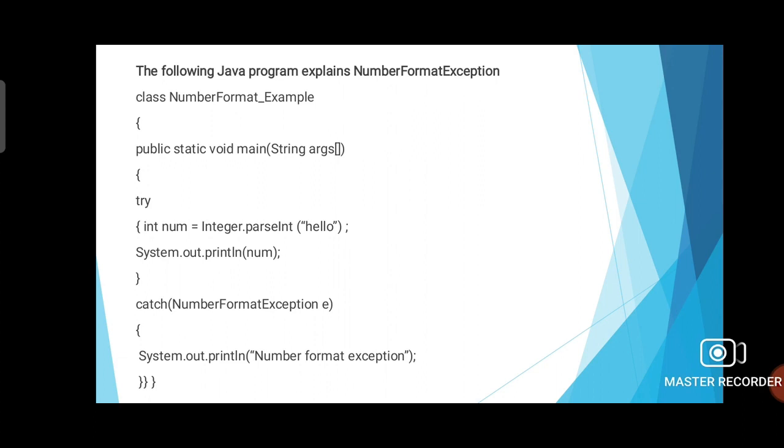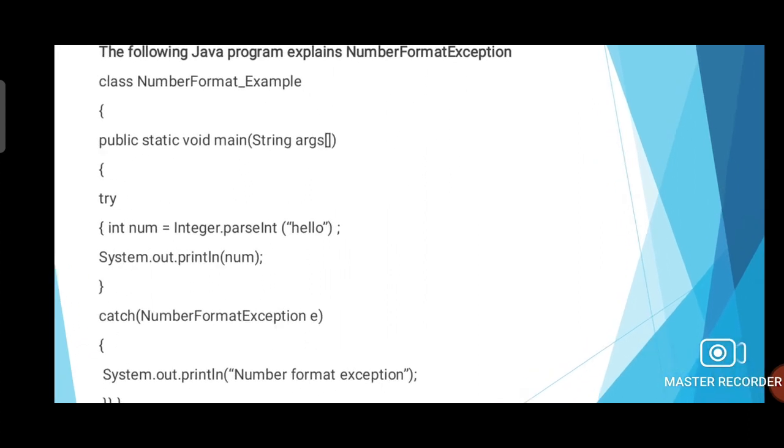So in the try block, we are having one statement which is used to assign a value to the variable num. Actually, we are declaring num as an integer variable, but we are trying to assign a string value to the integer variable. This is not accepted. We are trying to put the value hello into num. Hello is actually a string, num is an integer variable, so this is not applicable. So this will lead to an error situation. This kind of error is called number format exception.